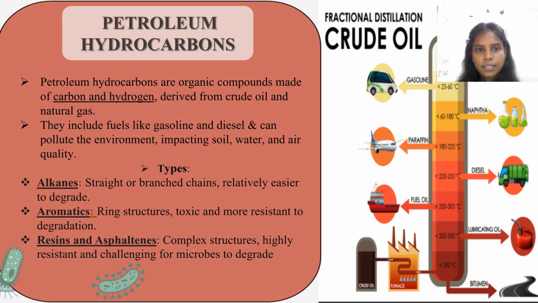Petroleum hydrocarbons are organic compounds consisting of carbon and hydrogen, originating from crude oil and natural gases. They include fuels like gasoline and diesel, which can contaminate soil, water, and air, harming environmental quality.